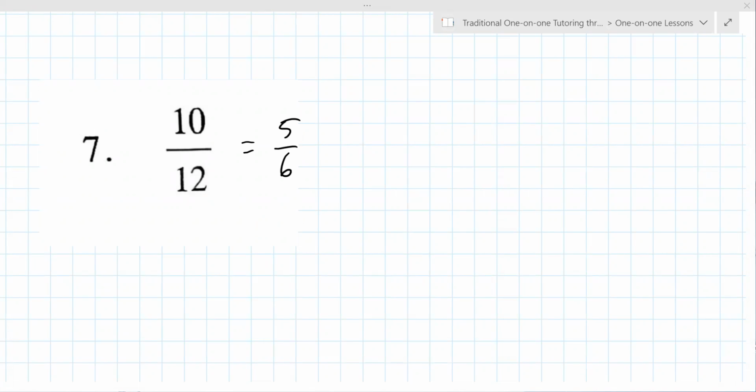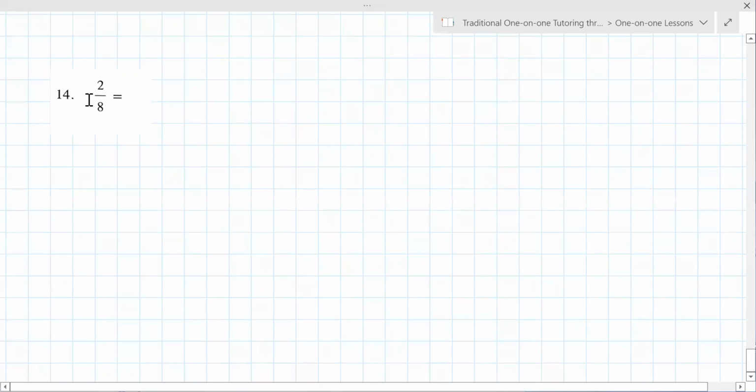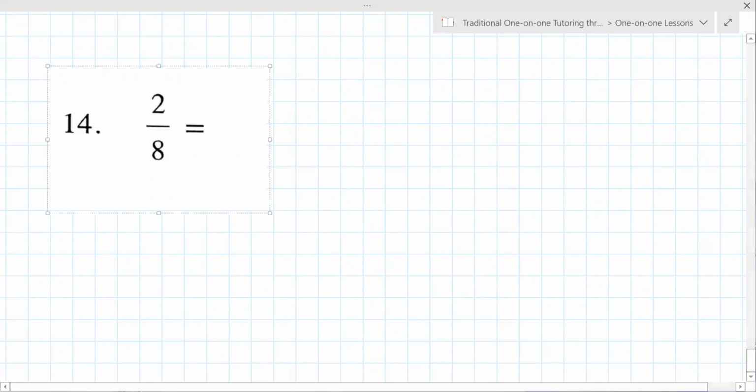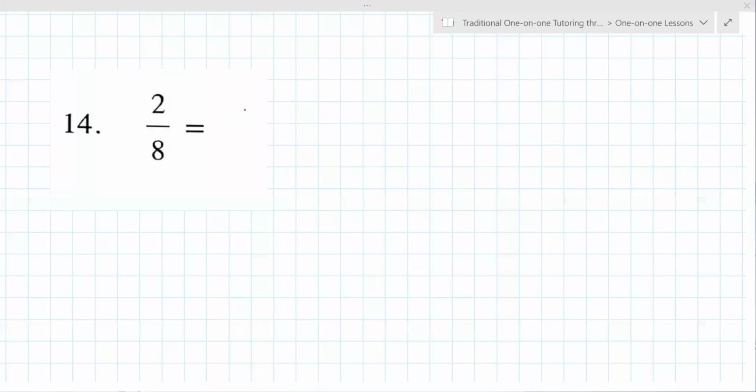All right. So these are pretty fast too. So for 14, you are just finding numbers that go into both the numerator and the denominator. Okay. 2 can go in. So what is your reduced fraction? 1/4.